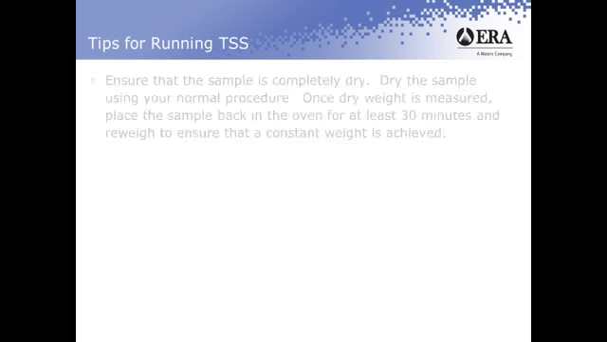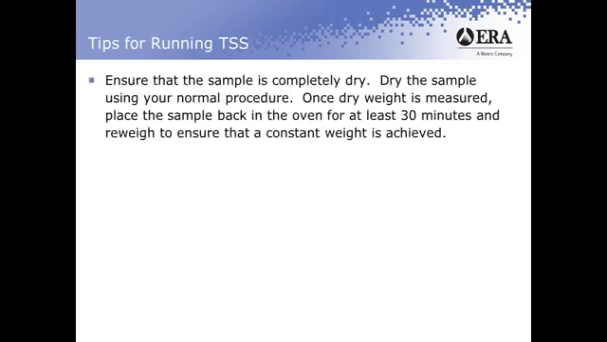Another thing you want to do is to make sure that the sample you're running is completely dry. If you look at your methods, the methods will tell you to dry your sample at 105 degrees, I believe it's 103 or 105 degrees, using your normal procedures. After you cool your sample, you're going to get a dry weight.